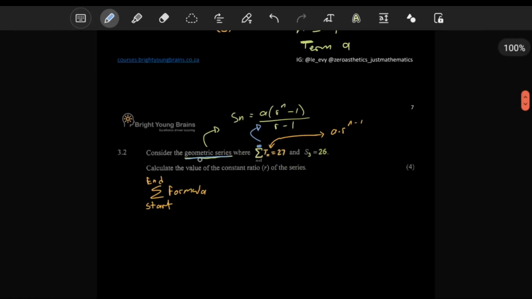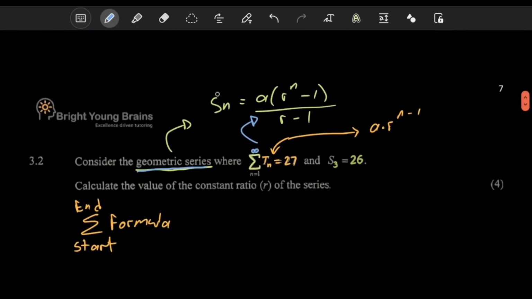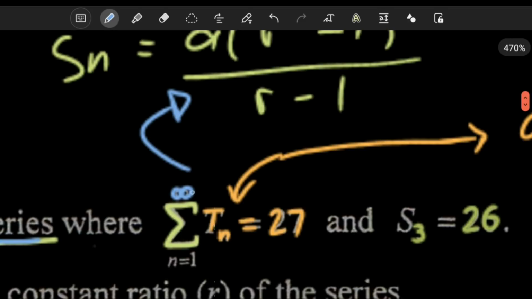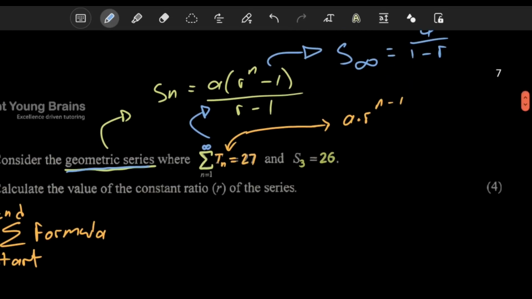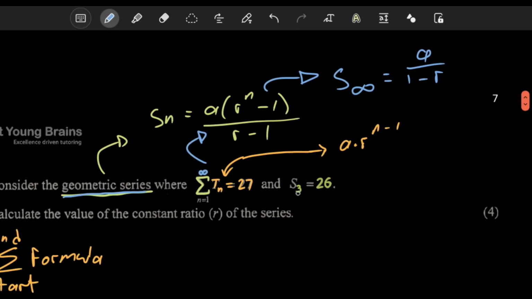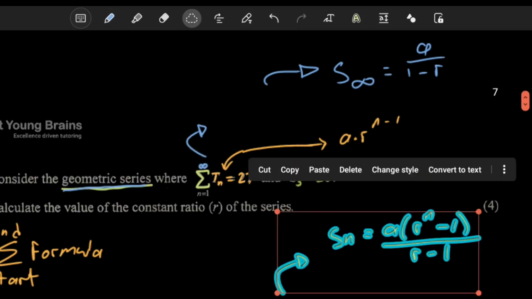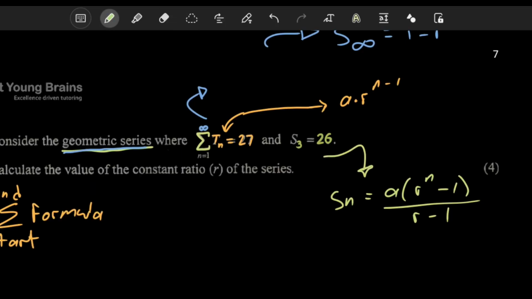Because firstly, if it's a geometric series, fine, this will get you the sum of any values. However, for any sigma question that has an infinity symbol over there, you need to consider this as your formula. So for this piece of information, because of this infinity symbol, we need to use our sum to infinity formula.